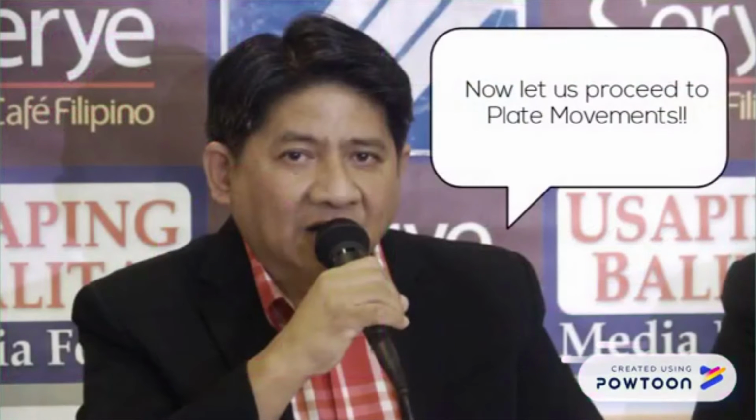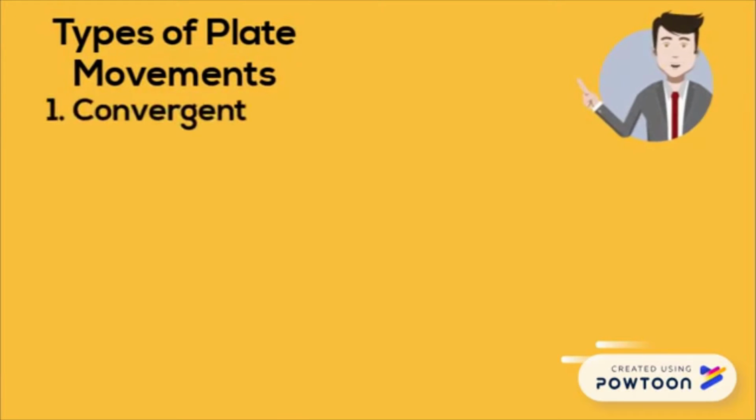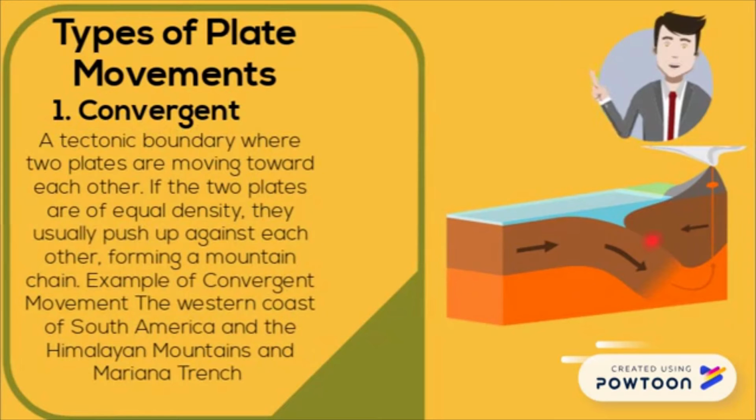Now let us proceed to plate movements. Types of plate movements. Convergent. A tectonic boundary where two plates are moving toward each other. If the two plates are of equal density, they usually push up against each other, forming a mountain chain. Examples are the western coast of South America, the Himalayan mountains, and the Mariana Trench.